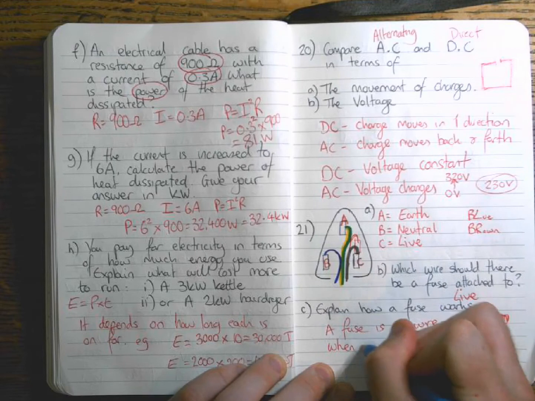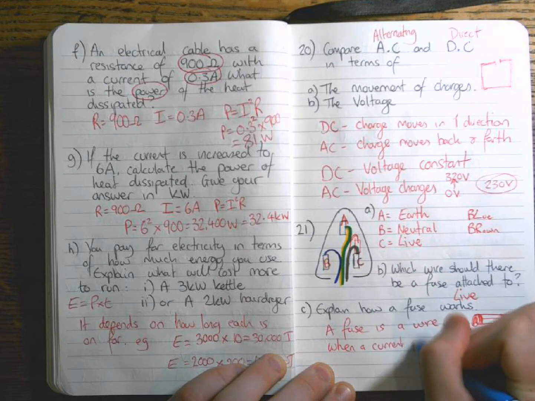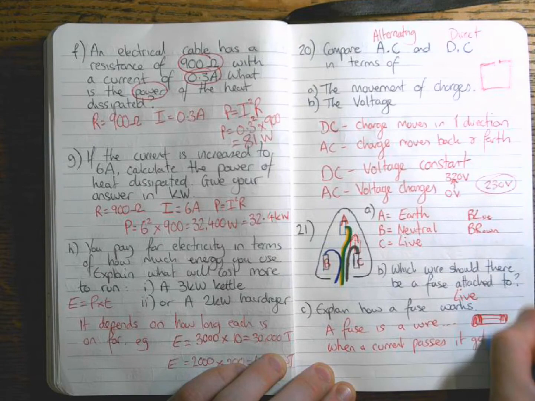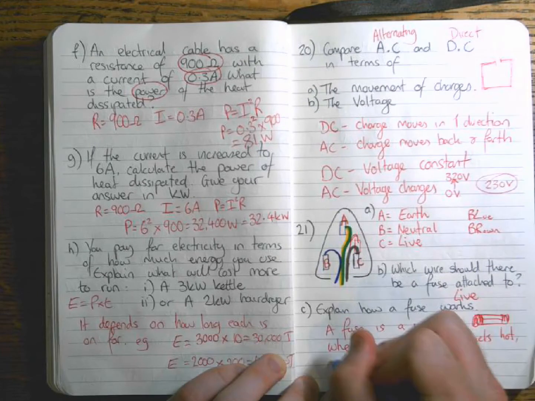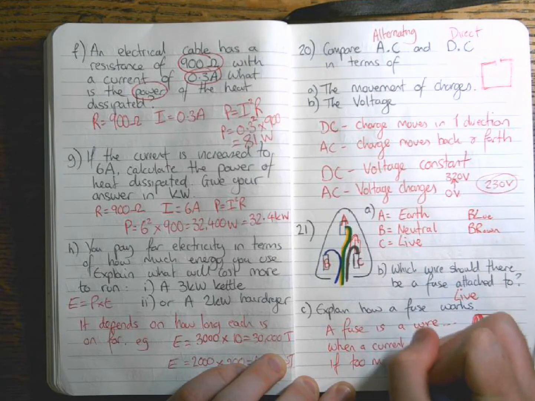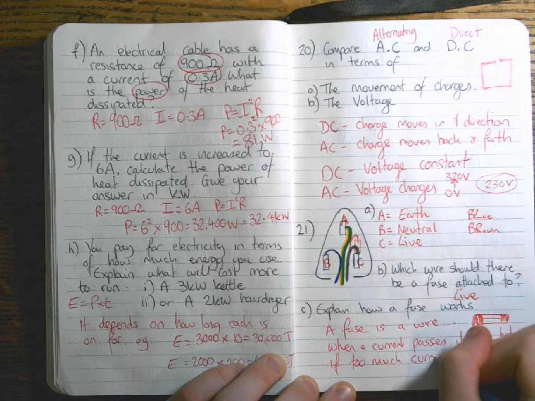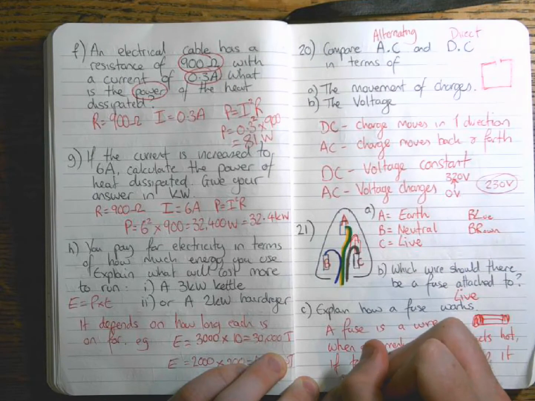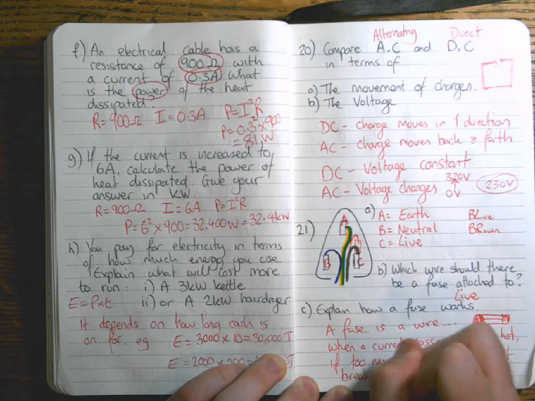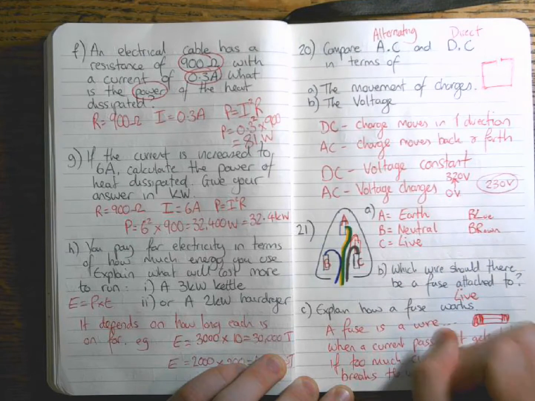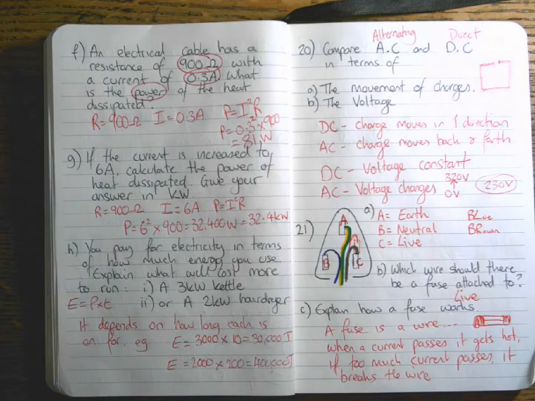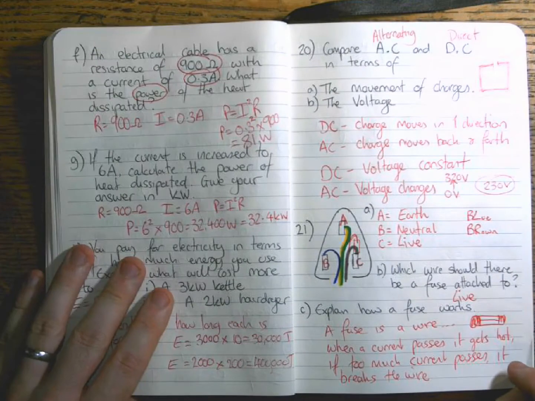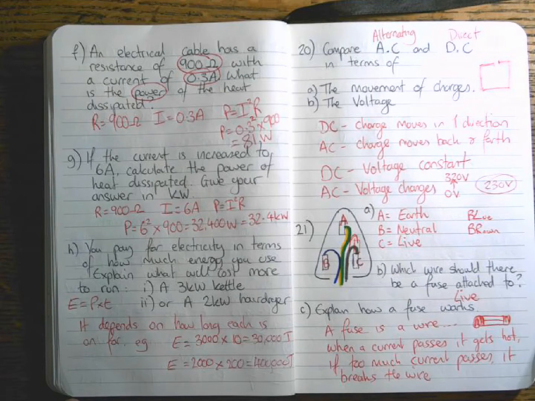Now that wire gets hot when a current passes through it. If too much current passes, it breaks the wire and therefore it breaks the circuit. This is what we mean when we say that the fuse has blown. We mean that the wire has broken.